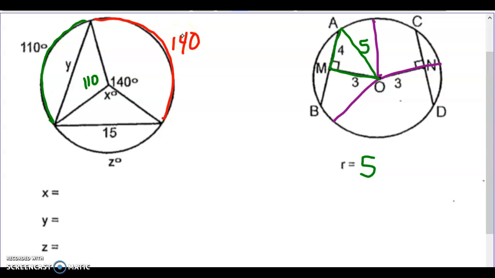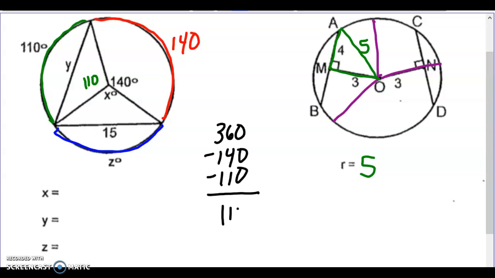Okay? Now, I do need to find x and y and z. So the first thing I should probably do is figure out what z would be. Well, here's z. Okay, and notice the red, the green, and the blue are making a full circle, and full circles are 360. Right? I've already used 140, I've already used 110, so that leaves me with 110. So that means arc Z would be 110 degrees.